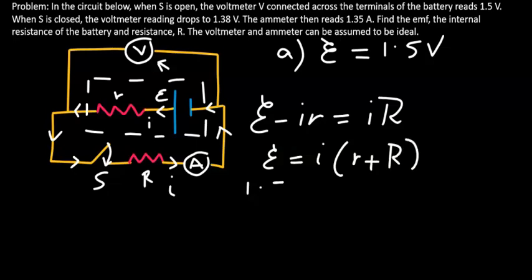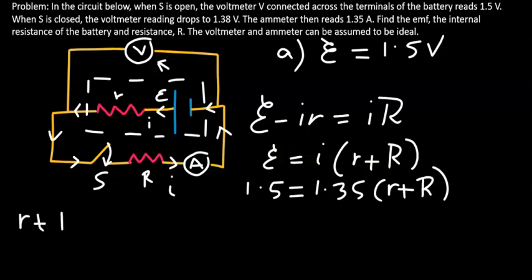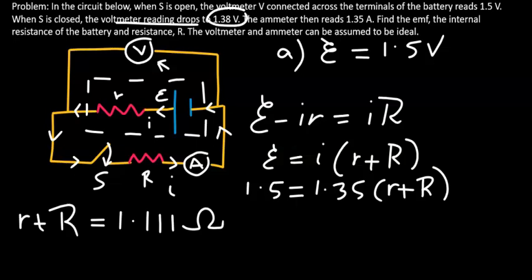EMF is 1.5 volts. The current is 1.35 ampere times R plus capital R. And we can work out the sum of the resistance as 1.111 ohm. In addition to that, we are also told that the voltmeter reading drops to 1.38 volts. Now what that means is the terminal voltage, namely V, the voltage drop across the capital R, is 1.38 volts.